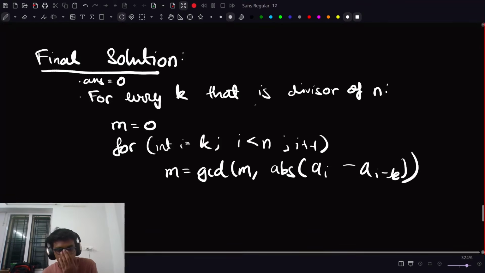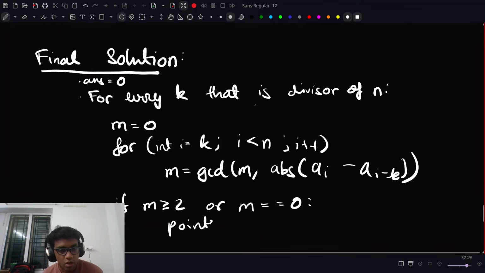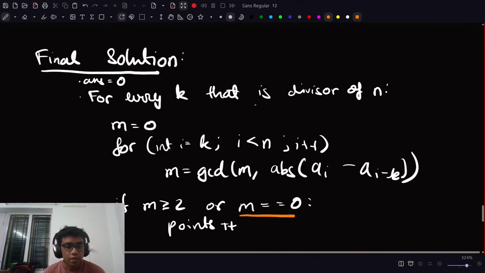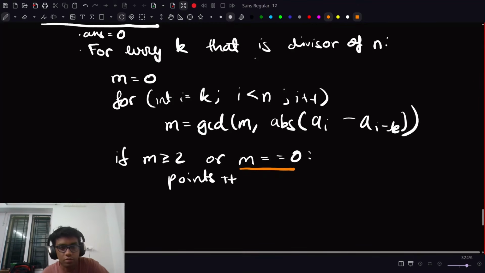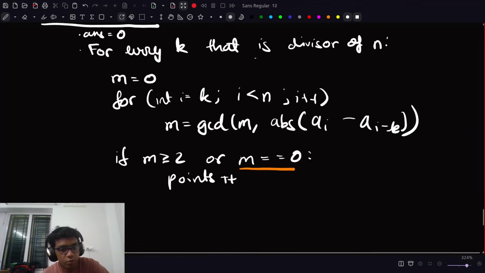minus a i minus k. This will give us the maximum value of m that is possible if m is greater than or equal to 2 or m is equal to 0, and the number of points increases. Why do we have an additional case for m equals 0? Well, that is simply if k covers the whole array. If k equals n, to handle that case only, we need the m equals 0 case. Otherwise the GCD will obviously change from 0. And then once this whole loop is done, we can print the number of points earned.